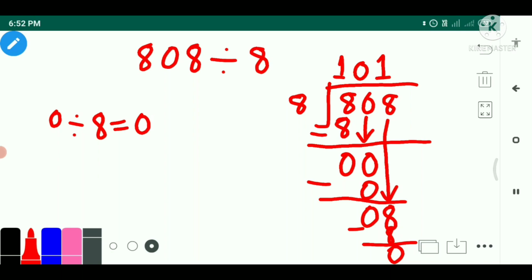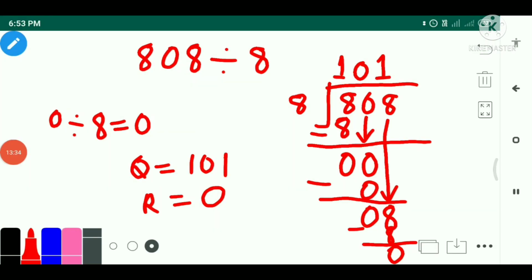So here our quotient is what? 101, and our remainder is what? 0. Okay, so always remember, whenever there will be 0 in the dividend part, we have to put 0 in the quotient. Okay, otherwise our answer will be wrong. Okay, so I hope that you have understood this one. So let's see some questions that are given in your book.